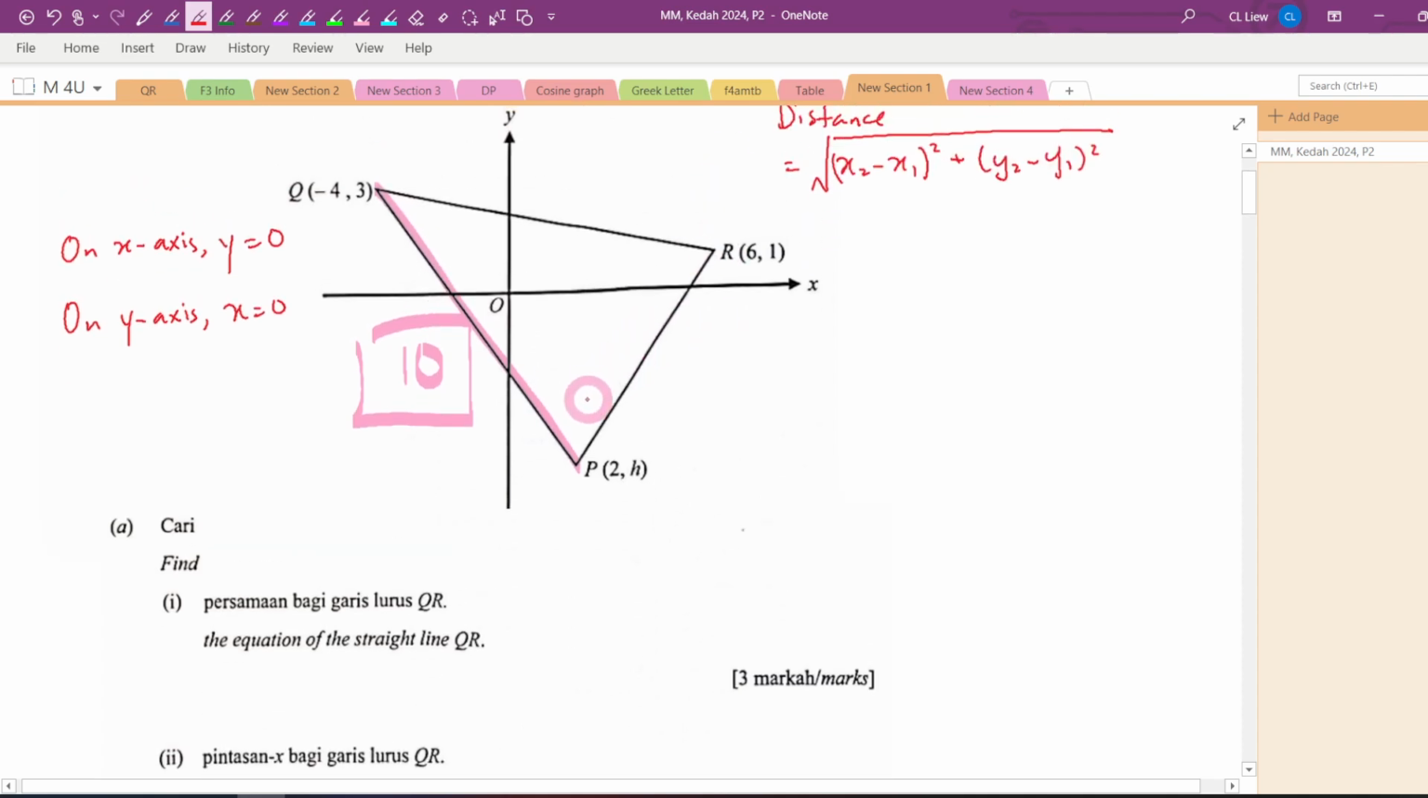Now, since the question tells us that the distance between these 2 points is 10, that means 2 minus negative 4, I mean 2 minus negative 4 is equal to 2 plus 4, squared, plus h minus 3 squared, square root this whole thing. You will get 10 because the distance given by the question is 10. Now, 2 plus 4 equal to 6, 6 squared, you will get 36.